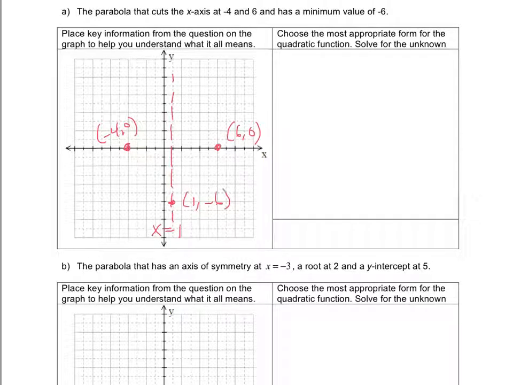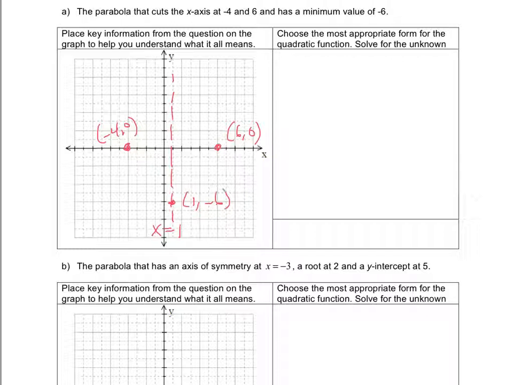When I place the key information onto the graph, I have two zeros or two x-intercepts. One is at negative 4 and one is at 6. With those intercepts, I'm capable of finding the axis of symmetry, which happens to be at 1. The minimum value of negative 6 happens on the axis of symmetry, otherwise known as the vertex. So the vertex is at (1, negative 6).